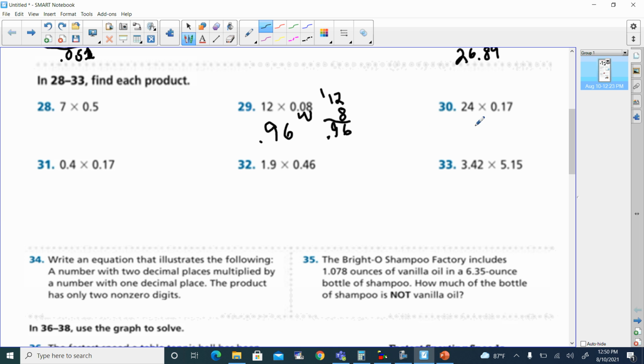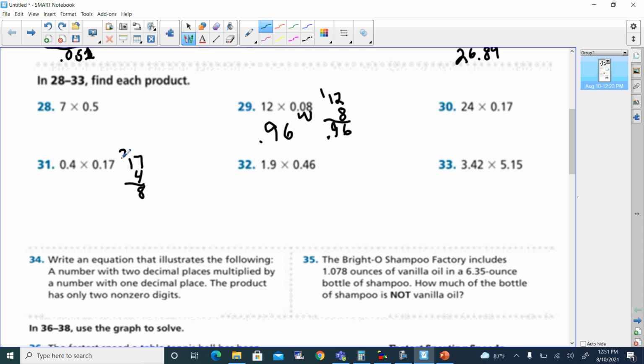All right, let's try number 31. 4 times 0.4 times 0.17. So I can do that, or I can say 17 times 4. It doesn't matter. I like putting the bigger number up top. Well, 4 times 7, that's 28.